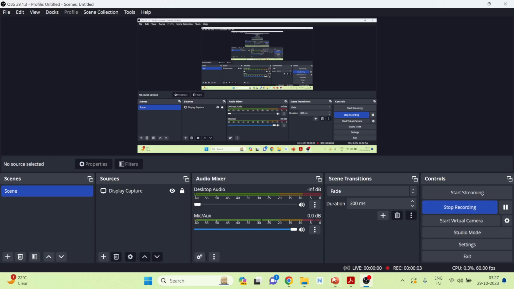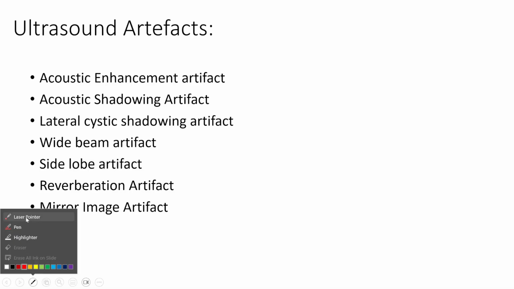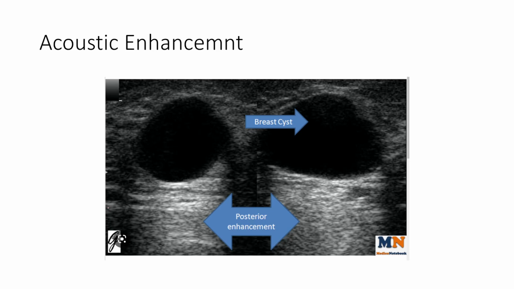Hello friends, let us now learn some important points about ultrasound artifacts. In ultrasound, the artifacts include: acoustic enhancement artifacts, acoustic shadowing artifacts, lateral cystic shadow artifacts, wide beam artifacts, side lobe artifacts, reverberation artifacts, and mirror image artifacts. First, acoustic enhancement artifacts.